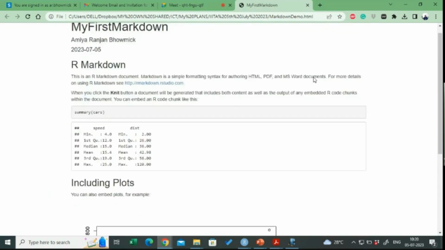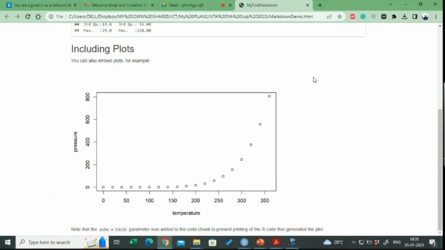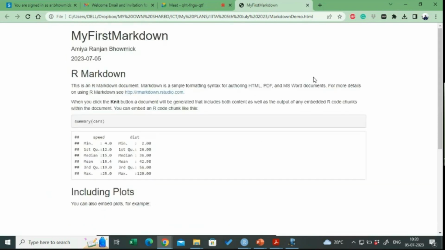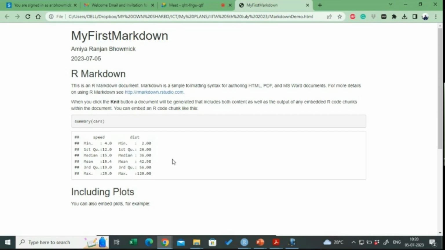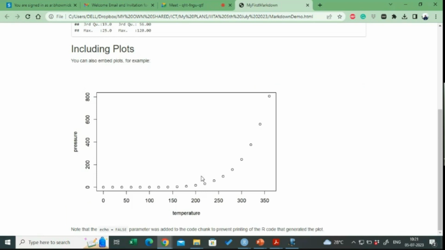In the same document you can include plots also. There are headers also you can give, and multiple other things. This is the most basic part of what I have shown you. If you follow this process, this is what you are going to get. The beautiful part is that in the same file, you can include your code and your outputs also. If you write summary of something, the output is going to appear. That means you don't have to do any copy paste.